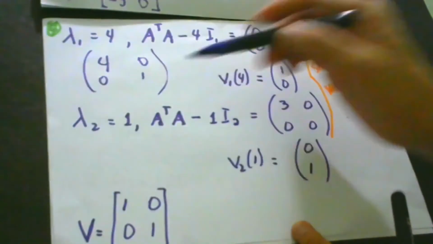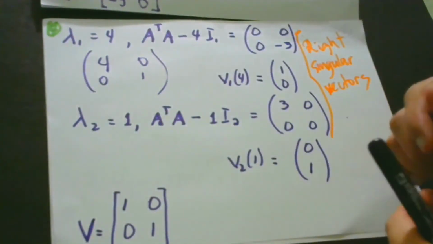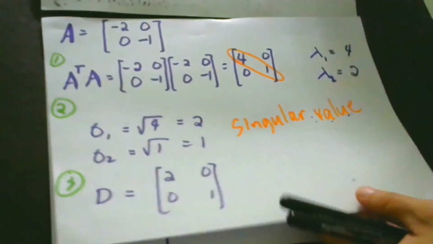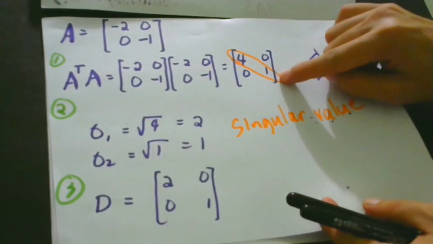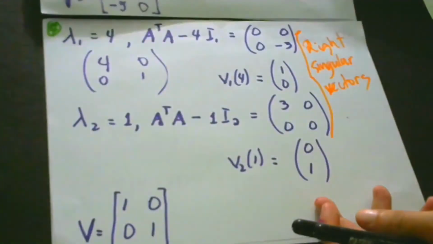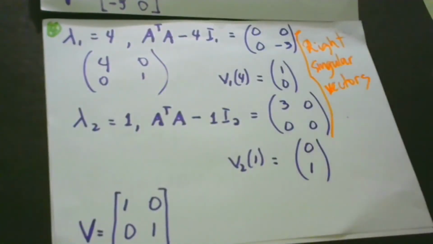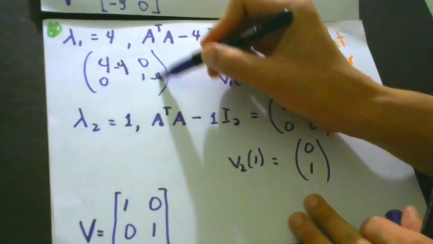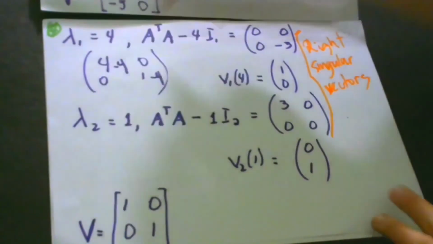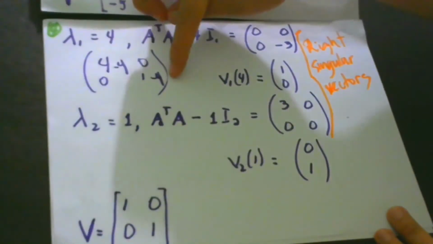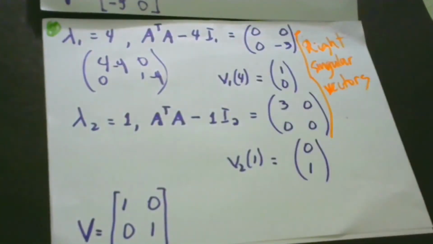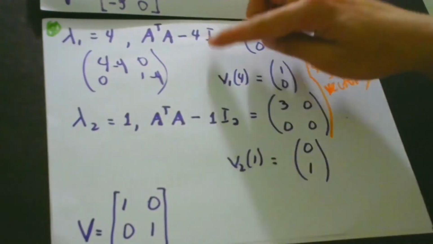Maybe you would ask me, where did we get 4, 0, 0, 1? Okay, let's go back. Okay, this one, right? So this is our A transpose A. And then it's because our first eigenvalue is 4, then we subtract that. So minus 4, minus 4. That is why we get 4 minus 4 is 0. 1 minus 4 is negative 3. Of course, 0 here, so we just copy. Okay? So that's it for step number 4.